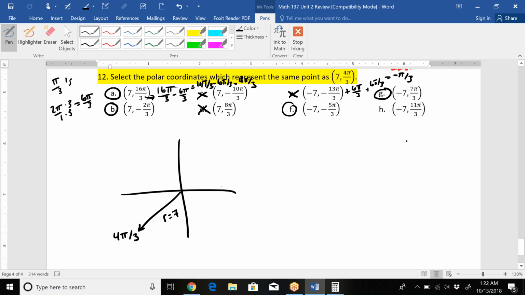And then 11 pi over 3, I don't know that one off the top of my head. If I subtract 6 pi over 3, which is a 2 pi, I get 5 pi over 3. So 5 pi over 3 is located in quad 4. And even with a negative 7, it'll flip to quad 2. It does not end up in quad 3.